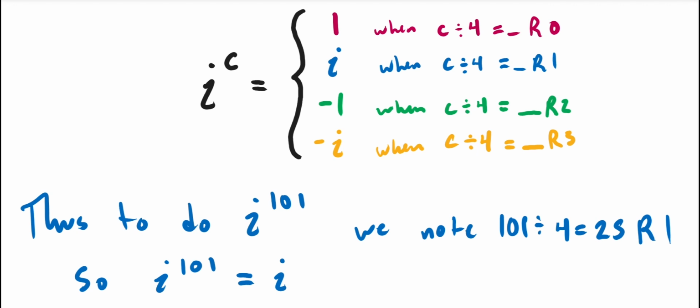And so now we know what to do with i to the 101. All I have to do is divide it by 4. I get 25, because 4 times 25 is 100, and then 1 more. So remainder 1. And if this is remainder 1, I get i itself back. So i to the 101 is just i.